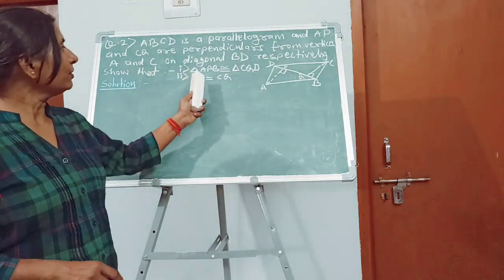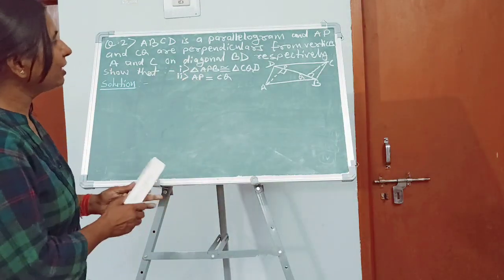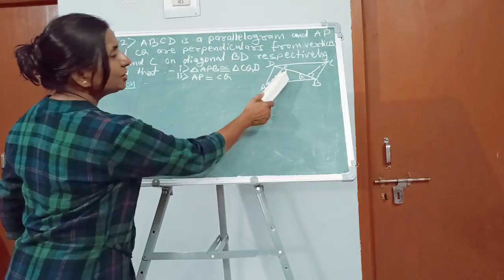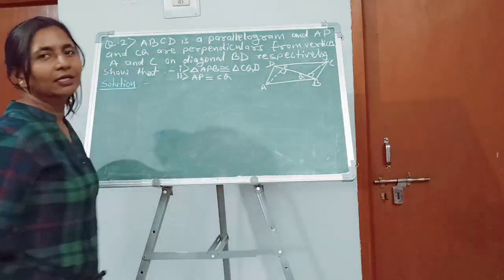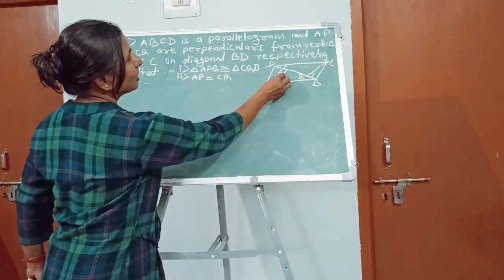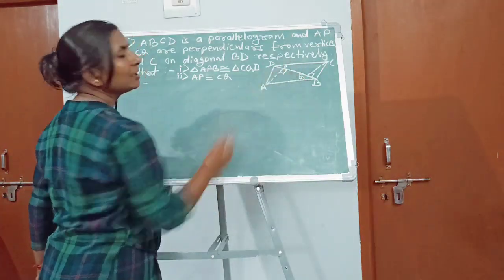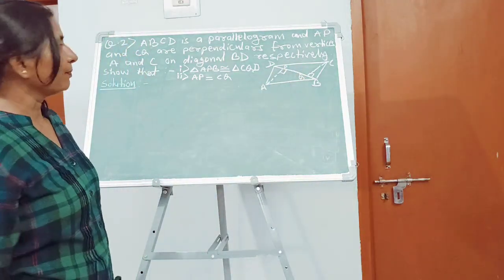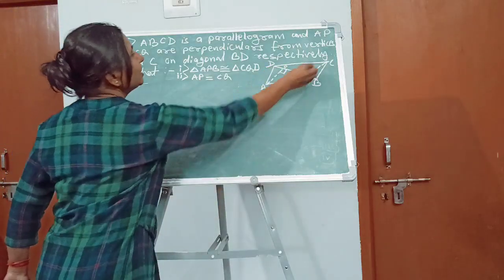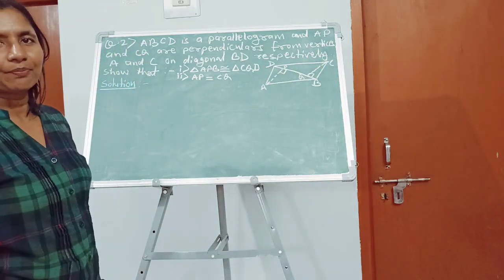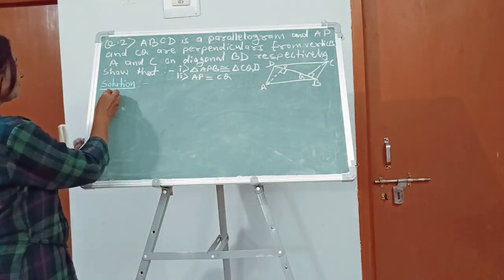Now only this thing is given and what you have to prove? First you have to prove triangle APB is congruent to triangle CQD. Means this triangle is congruent to this one. First thing you have to prove. And second, AP is equal to CQ. So let us do first one.